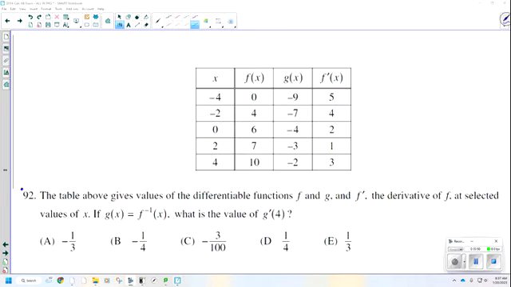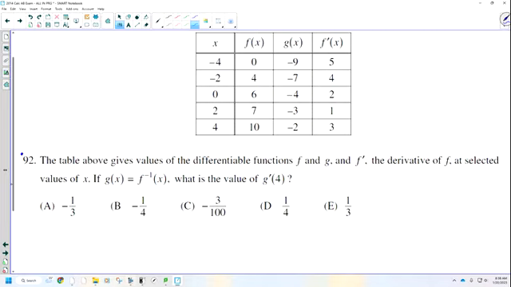Number 92. Oh, graphs and tables and charts. Oh my, I love them. Let me get this down here a little bit, give us a little more room. The table above gives values of the differentiable functions f and g, and f prime, the derivative of f, at selected values of x. Now, g of x is the inverse of f. So anywhere I see a g, I am going to substitute in the inverse of f for my sanity.